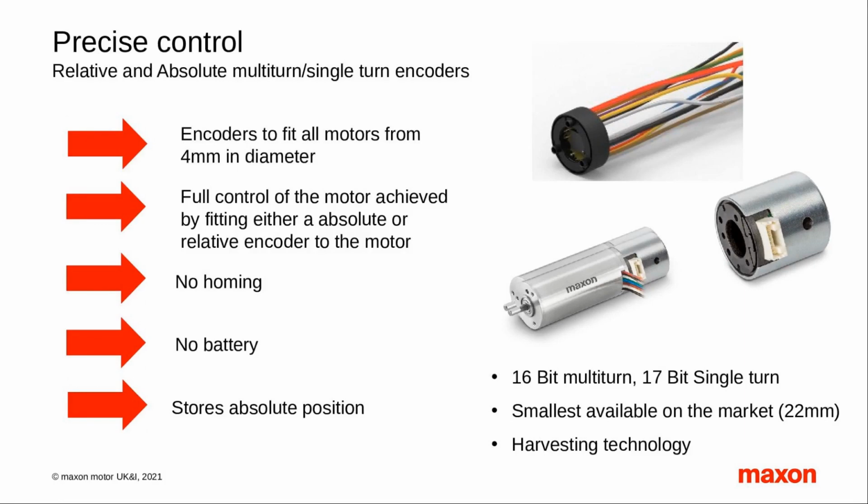The absolute encoder has a couple of advantages in that it always knows where it is. So if it loses power for whatever reason, when you switch it back on, it will remember where it last was. Whereas a relative encoder is simpler, but for many applications is more than enough to tell the electronics what you want.